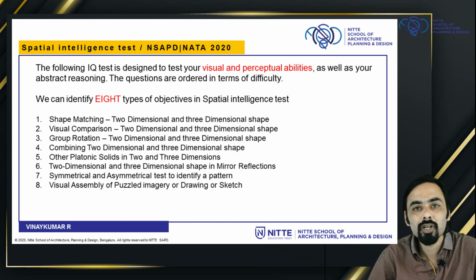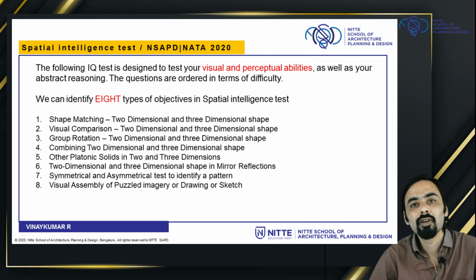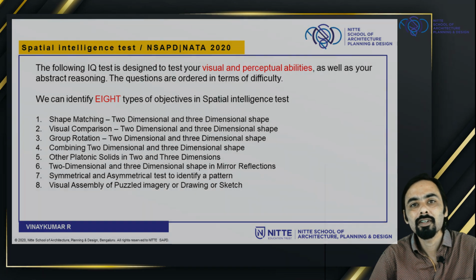Sixth one, 2-dimensional and 3-dimensional shapes in mirror reflection. Seventh one, symmetrical and asymmetrical test to identify a pattern. Eighth one, visual assembly of a puzzled imagery of a sketch.